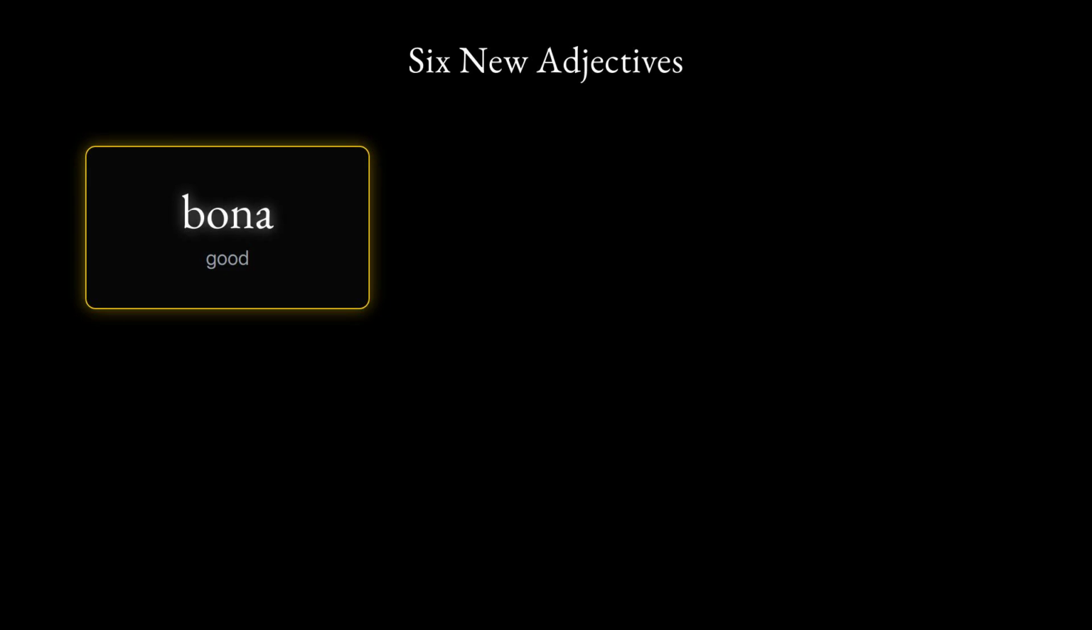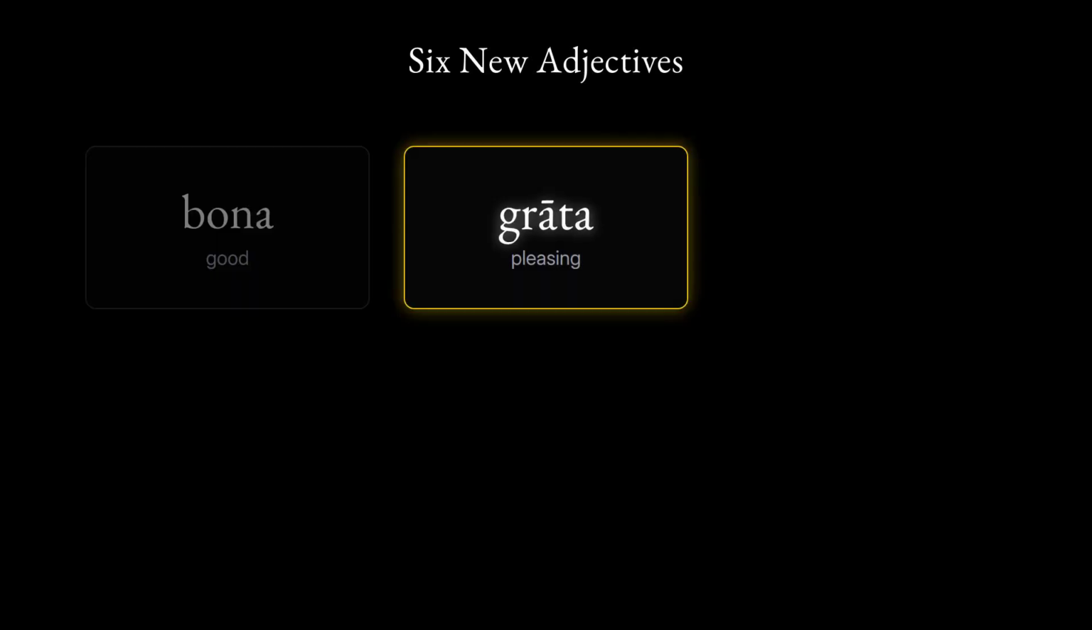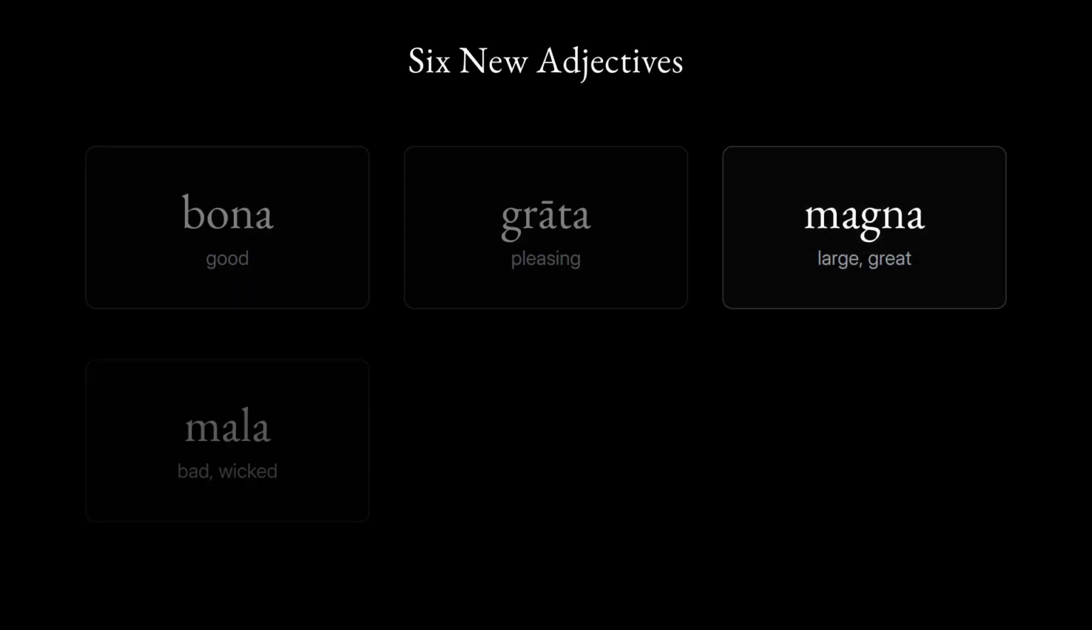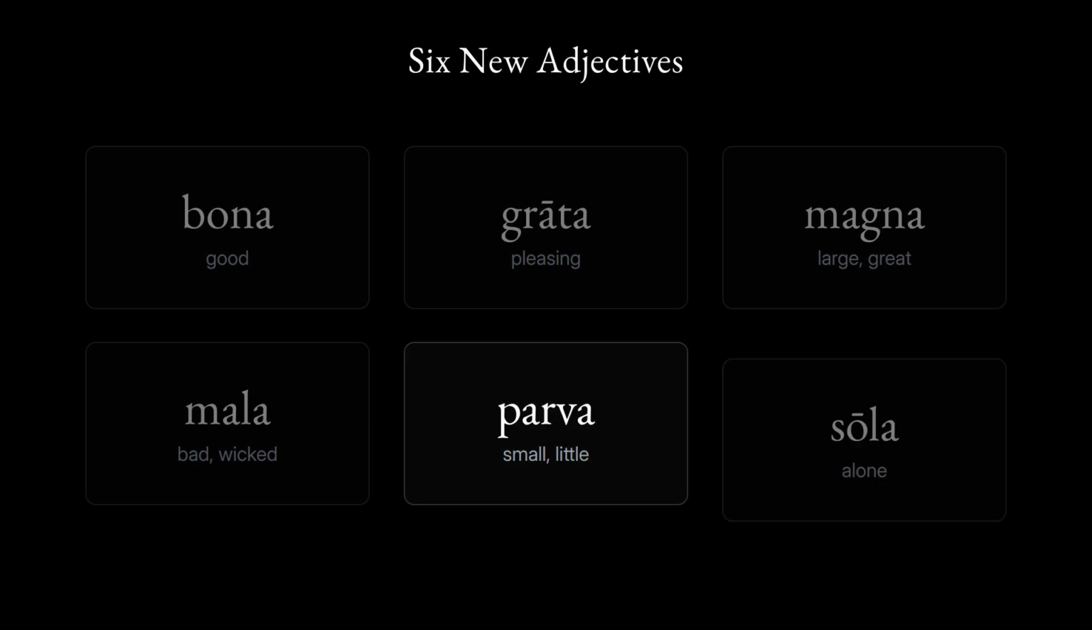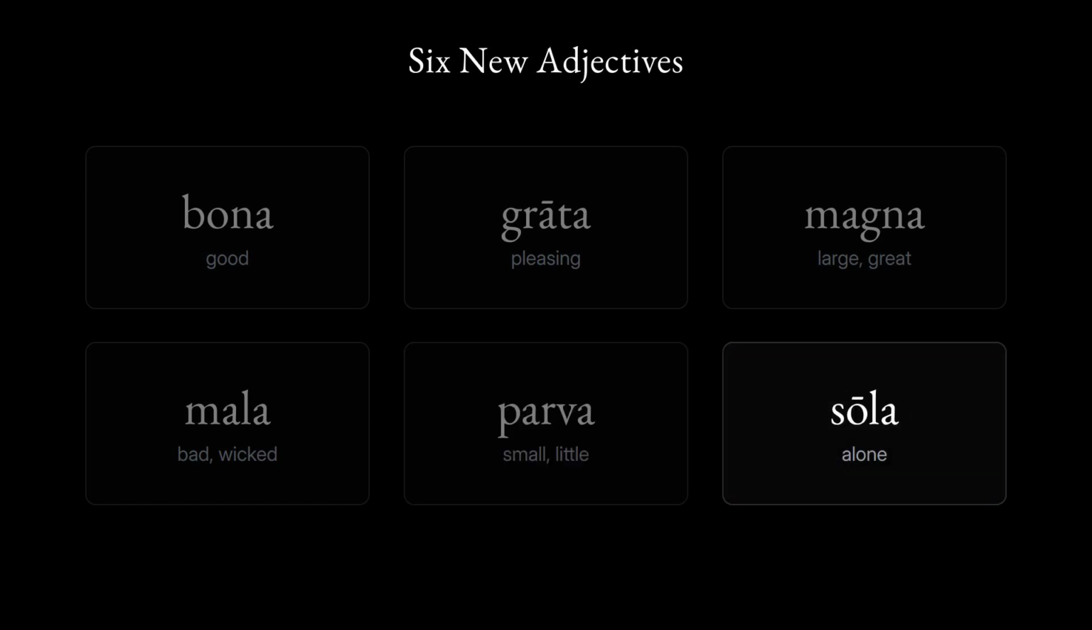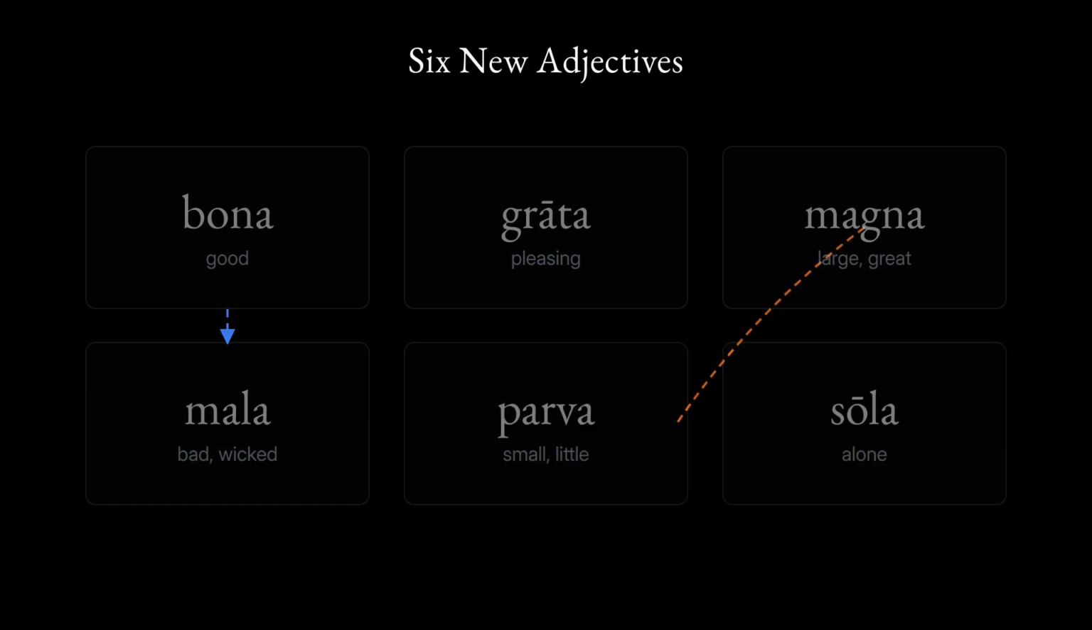6 new adjectives, all first declension. Bona, good; grata, pleasing; magna, large or great; mala, bad or wicked; parva, small or little; sola, alone. Notice the pairs, good and bad, large and small. These adjectives change endings to match the noun they describe.